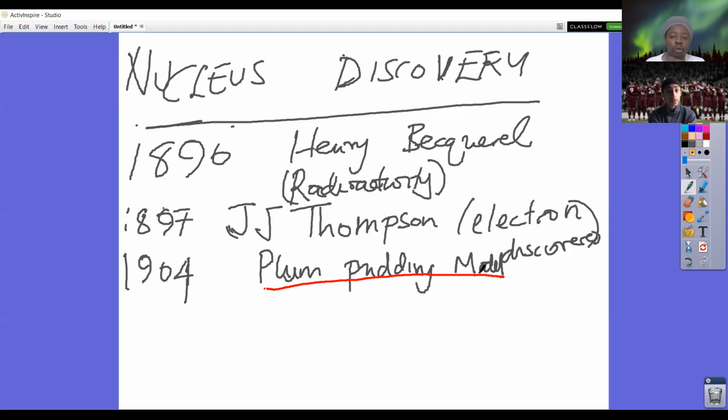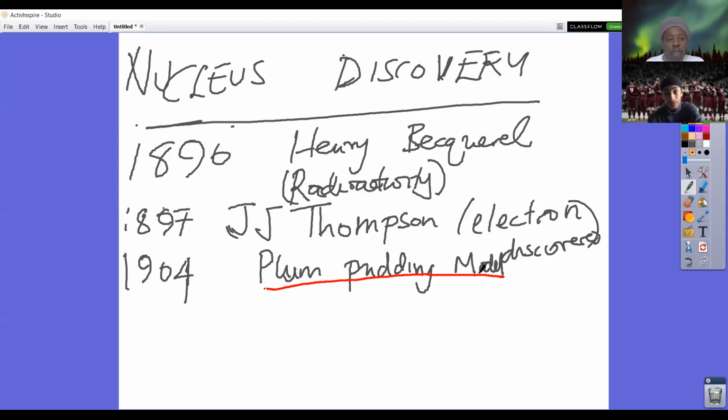So the plum pudding model, what can you remember about that one, Jay? I think it has a nucleus, I think. I'm not sure. I don't know, to be fair, I'm just guessing. Yeah, no worries, you're just recalling from memory, which is good. It's absolutely good to try and do that without looking at your notes.